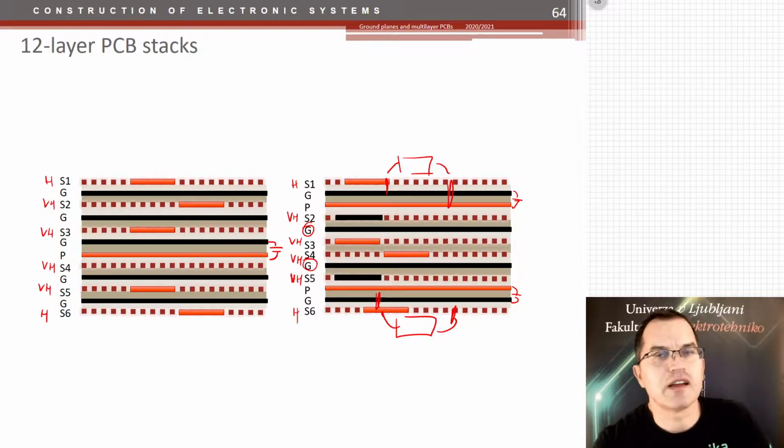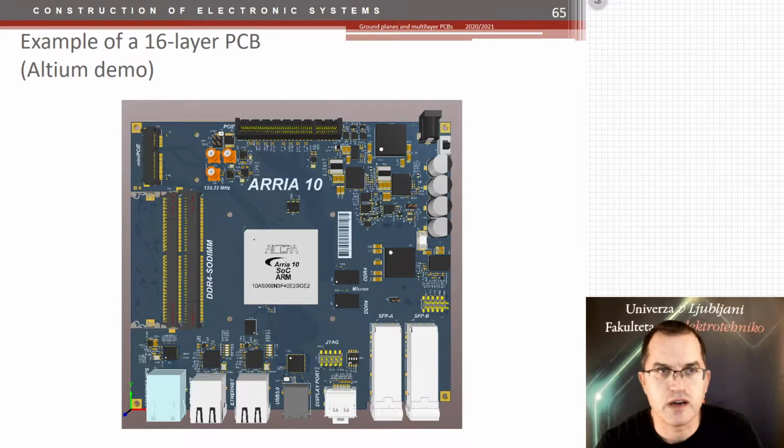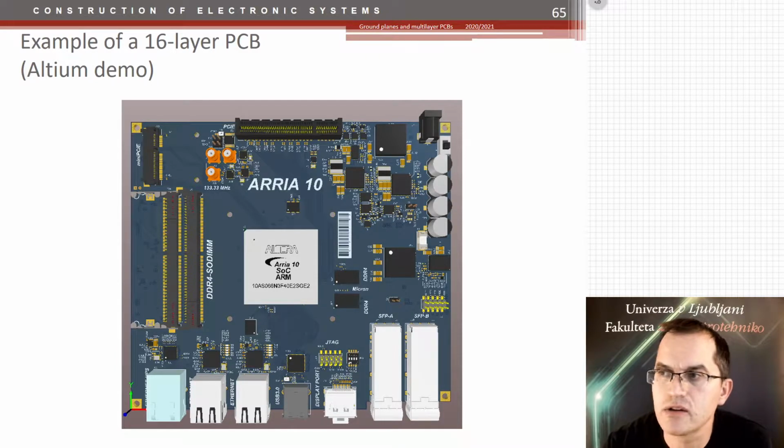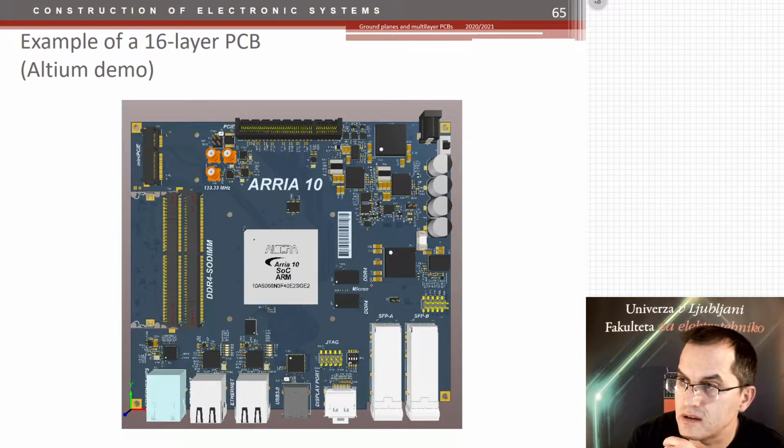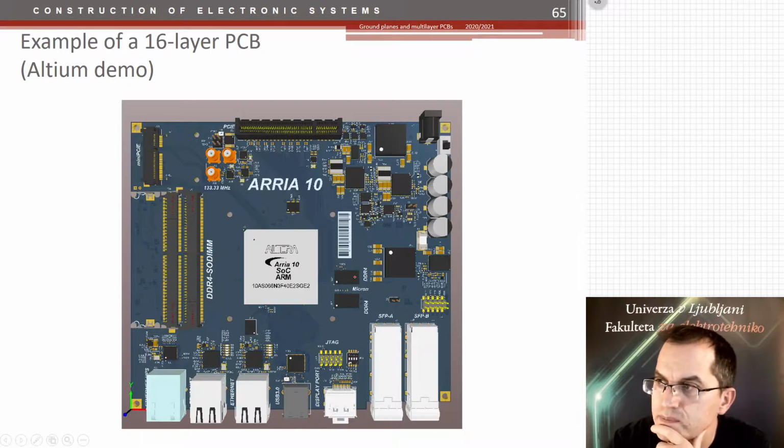And finally, I would like to show you an example of a 16-layer board. It's actually a demo board for Altium, from Altium. It's a microprocessor board with some very fast connections. The microprocessor, the DDR RAM, the DDR on the RAM in the SODIMM, the PCI Express, the Ethernet, the USB connections, display port, and some optical connections as well. So all of that is made on a 16-layer board.